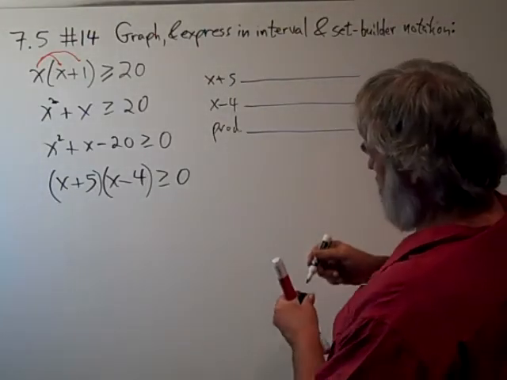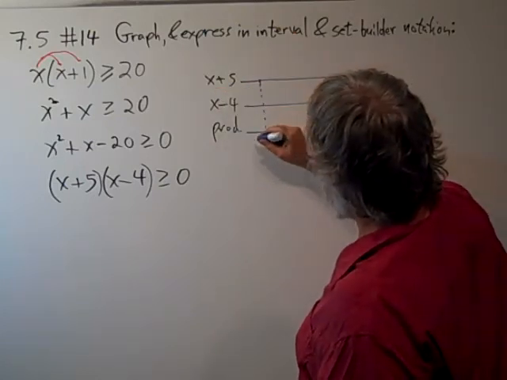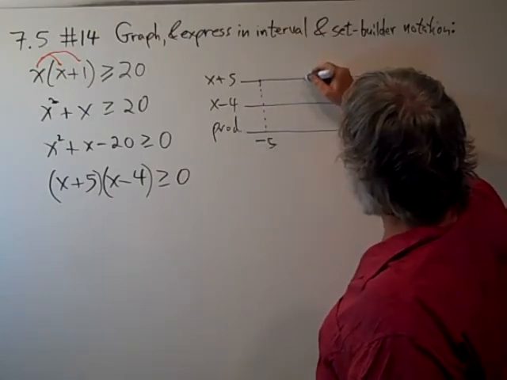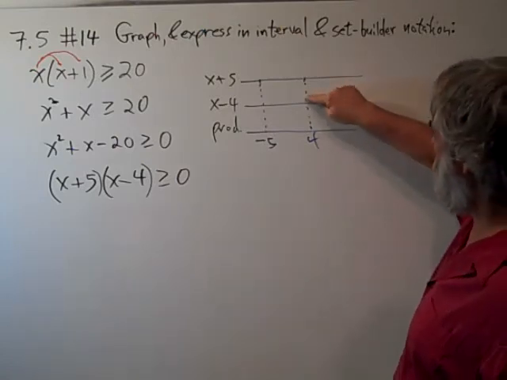So first of all, when x is equal to negative 5, then x plus 5 is 0. So here's negative 5 on all three number lines. And when x equals 4, then x minus 4 is 0.